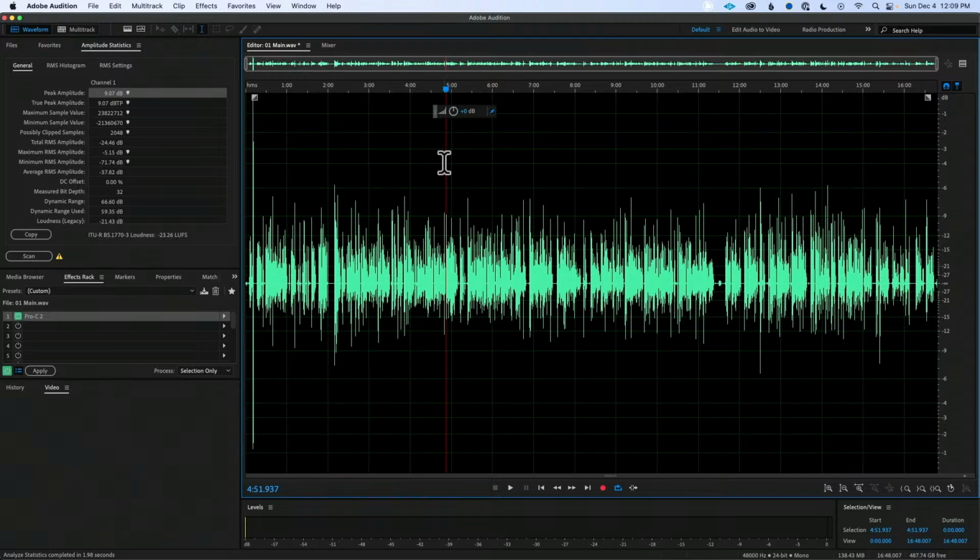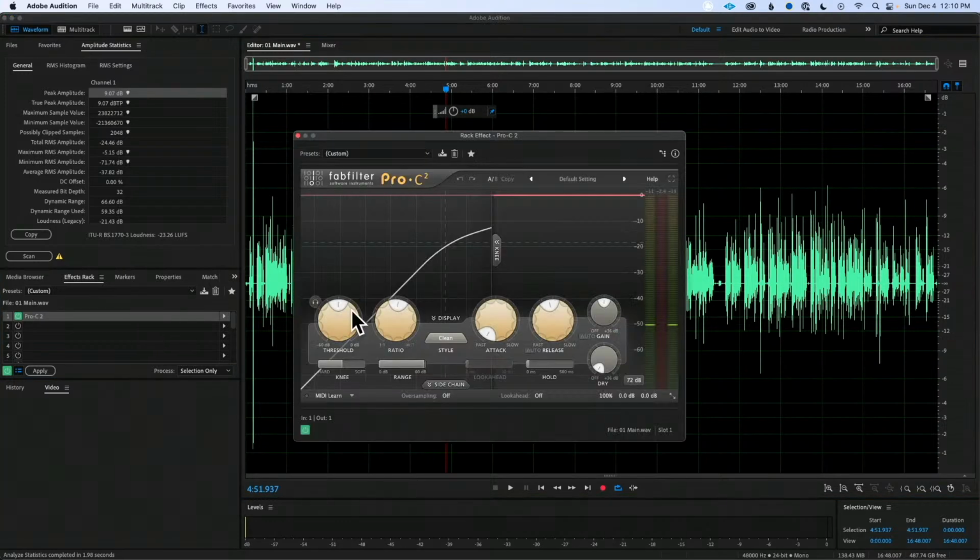And that's why I want to talk about compression today, because I think when I've taught compression in the past, and in fact, let's just pull up here. Let's pull up a compressor.